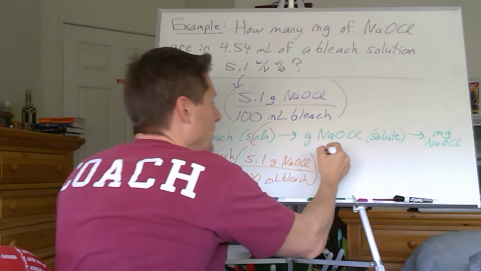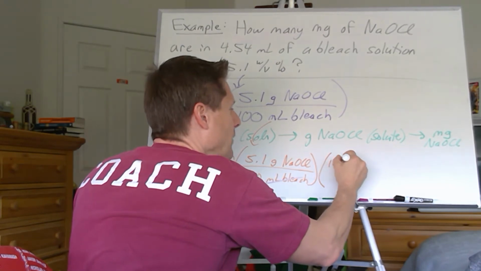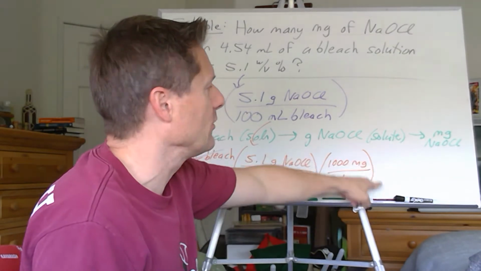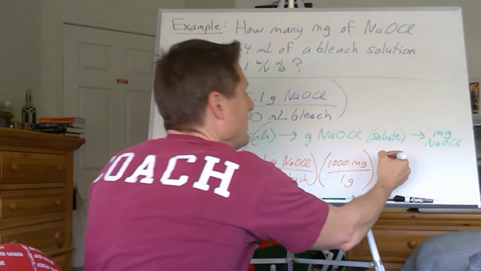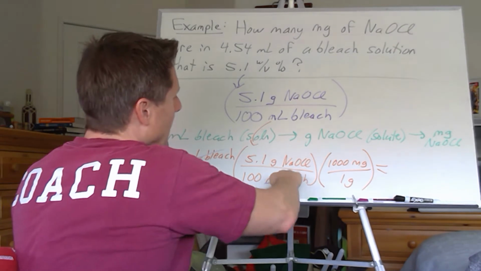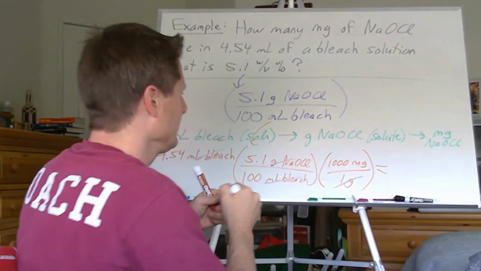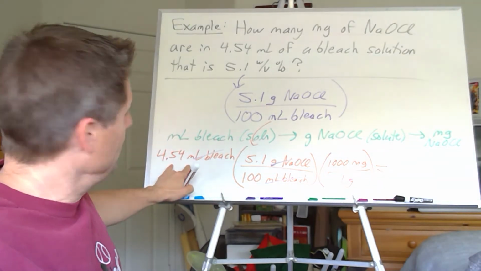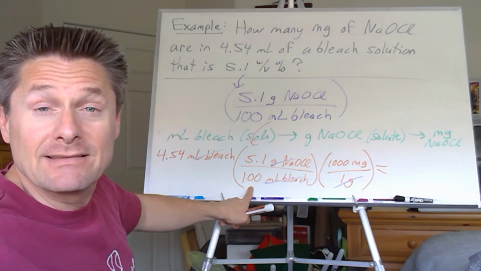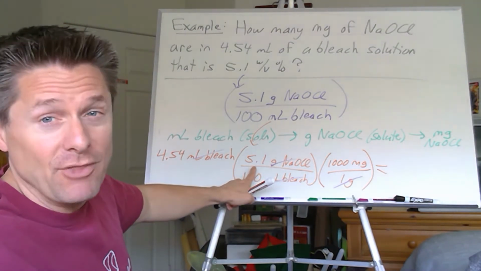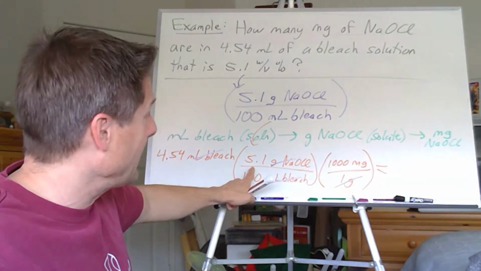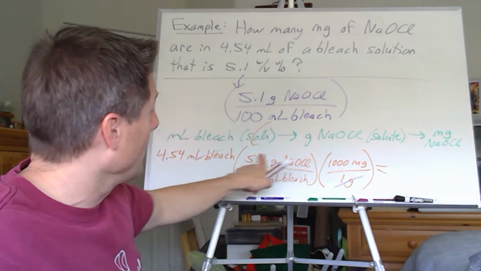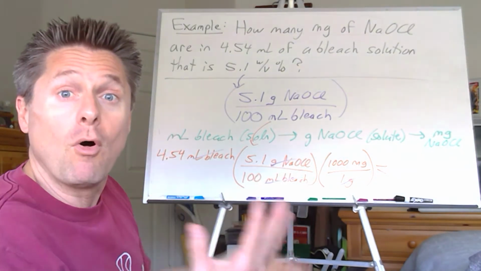And then I asked for milligrams. So there's 1,000 milligrams per gram. And you could put NaOCl on there if you wanted to. I'm just running out of space. And I can now cancel out grams. So I've got 3 significant digits in my starting volume of the bleach. That 100 is exact. It's a defined value. The 5.1 is not, though. Remember, concentrations are not exact values. So I got 2 significant digits there. Metric conversions are exact. So I'm limited to 2 significant digits because I'm doing all multiplication and division.